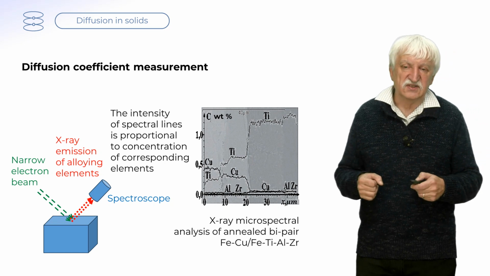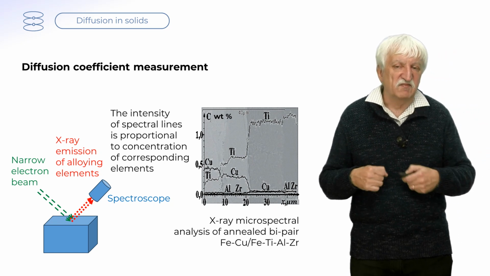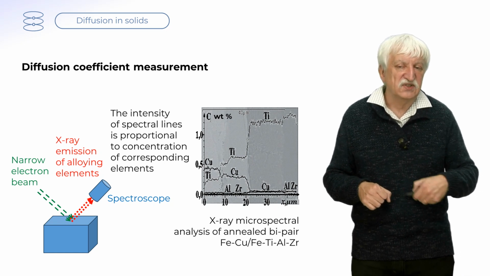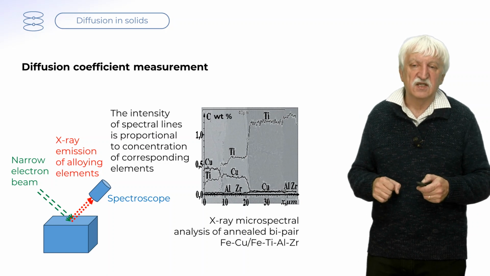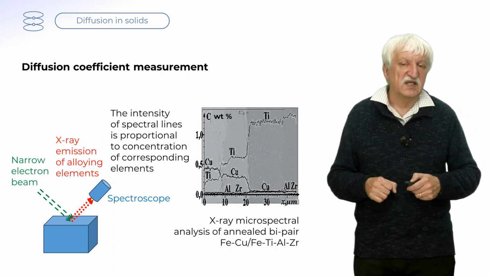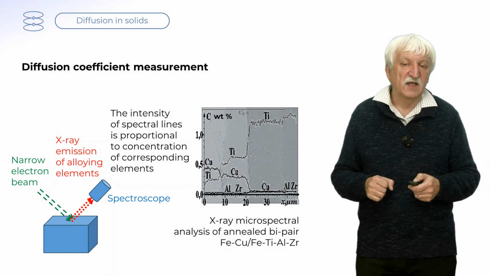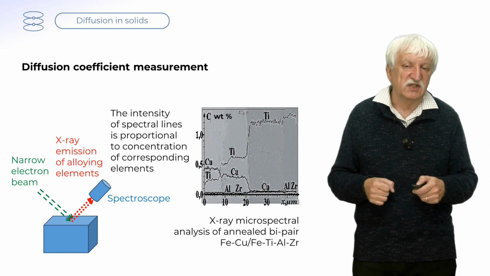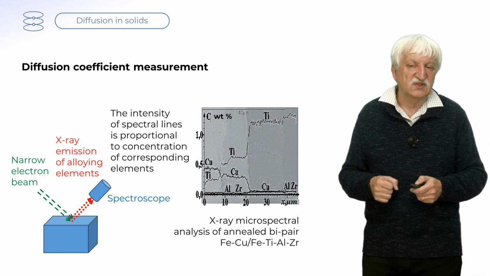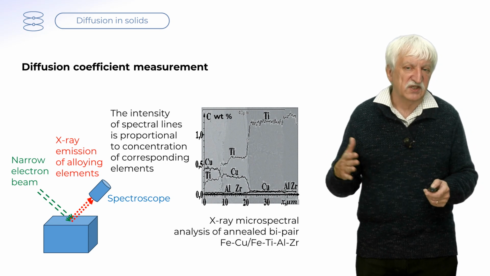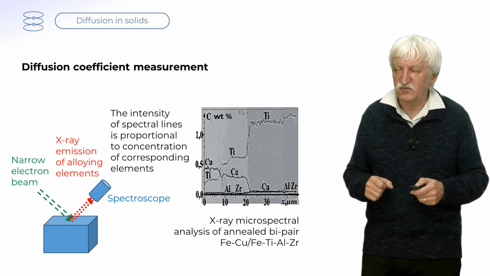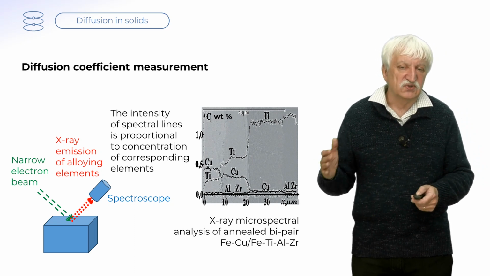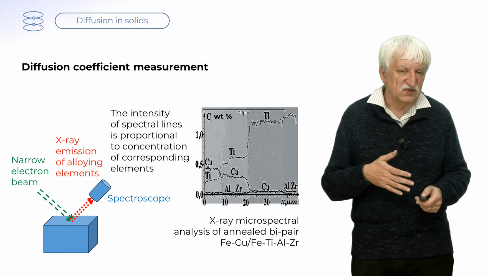As a result of these beams, there are some excitations of electronic levels, and X-ray emissions. These X-ray emissions can be measured and considered using a spectroscope. So there are some spectroscopic lines. Here the amplitude of the corresponding spectroscopic lines is proportional to the concentration of the corresponding elements.